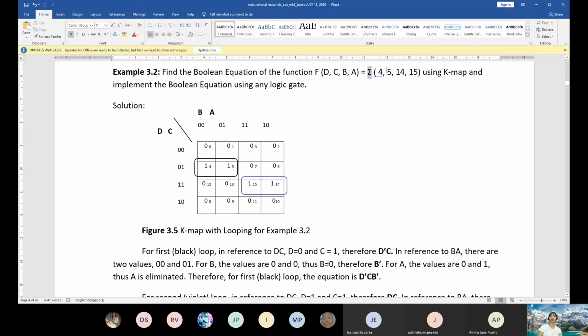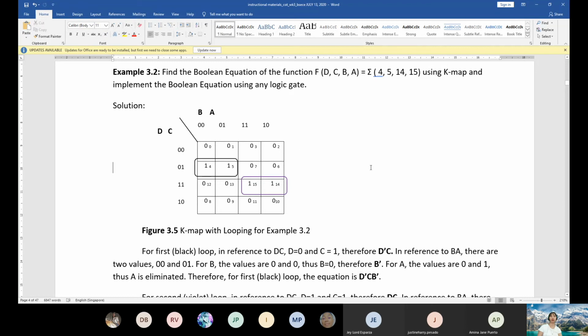The given is a canonical equation. We have a function of DCBA. You have inputs D, C, B, A and the output is F. Summation of 4, 5, 14, 15. What does summation mean? Min terms, max terms? Min terms, class. Okay, min terms 4, 5, 14, 15. That means these numbers have an output of 1. What are the min term numbers? For min terms 4 and 5 we have 1, and 14, 15 we have 1.